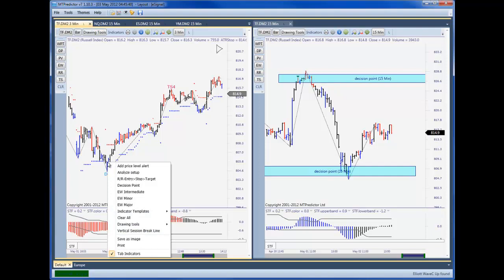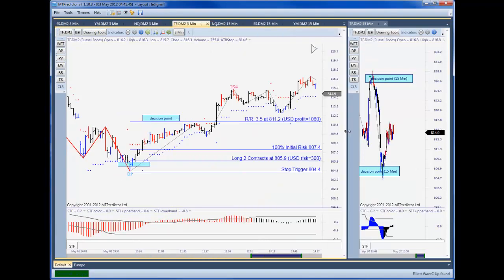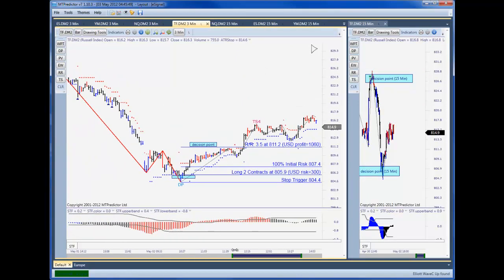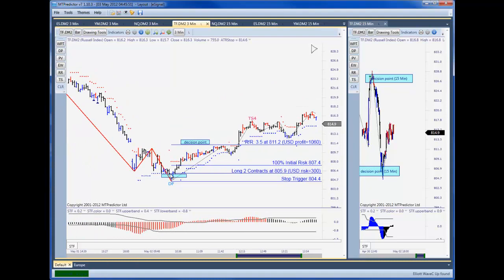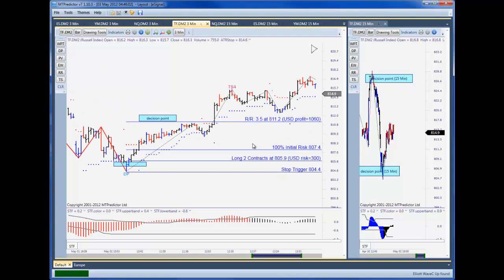Well, if I right mouse click and put the analysis on, in fact we'll just drag that across and make that a little bit smaller, you can see how that would have got you in a long trade that's actually off the very low of the day. We then have our correct position sizing that keeps our risk small and under control. At the first target there was a projected profit of plus 3.5R.